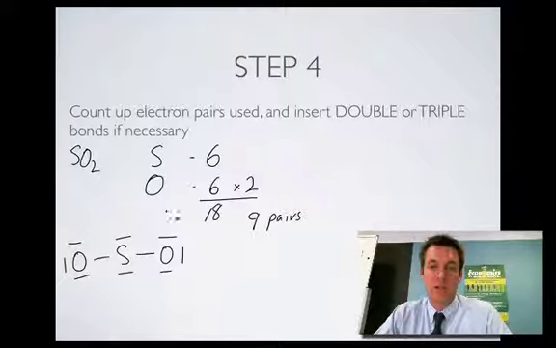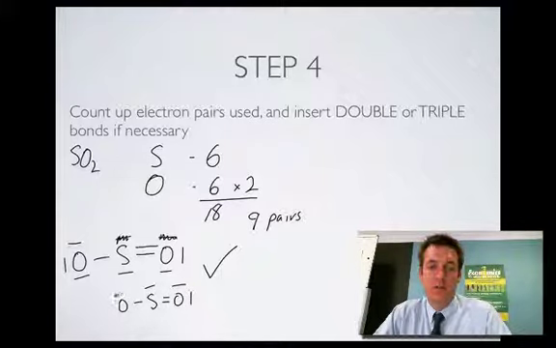Count up the electron pairs used and insert double or triple bonds if necessary. We've got 9 pairs to play with, but we've used 8 and those 2 make 10. So I've got to get rid of some electrons, and I do that by putting a double bond in. This oxygen's got 4 pairs now, and so has that sulfur. Get rid of those pairs. I've used 4 and 4 and 1. That makes 9. So just to tidy it up quickly: double bond to one oxygen, single bond to the other, lone pair on sulfur, 2 lone pairs on that oxygen, and 3 on that one. So they're pairs that haven't been used to make bonds.